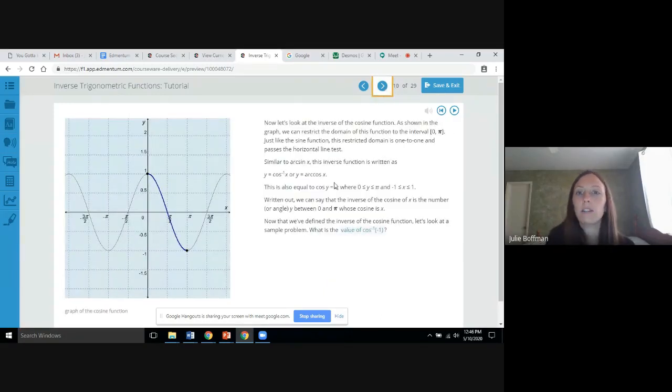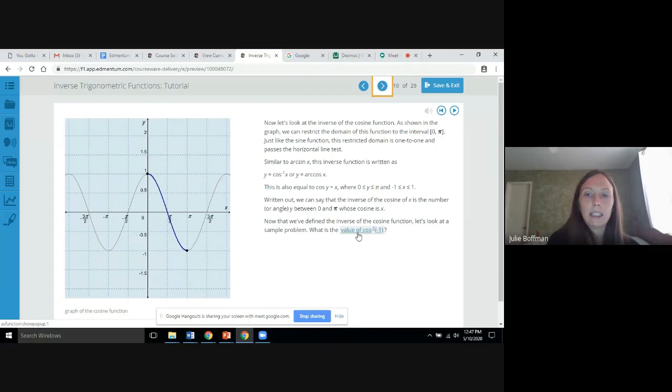So here they talk about cosine. They said, now let's look at the inverse of the cosine function. As shown in the graph, this would not pass the horizontal line test, so we're going to restrict the domain again. Now, you can't do negative pi over 2 to pi over 2, because if you did, you would fail this horizontal line test. It would cross a horizontal line twice if we use that same domain. So now we're going to pick a new domain. For cosine, they pick 0 to pi. As soon as you go back up after pi, you would fail the horizontal line test. So they go just 0 to pi. And that's all it's really saying.